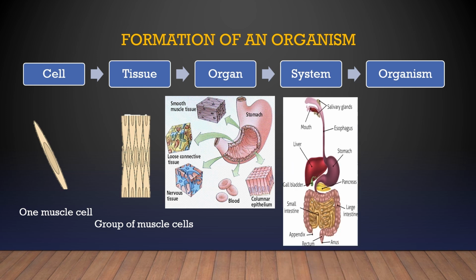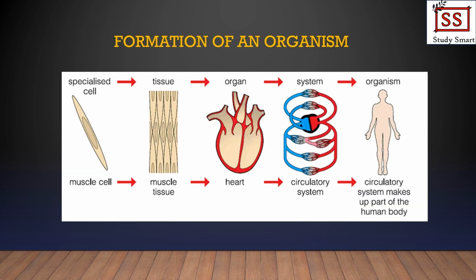So for example, the digestive system is made up of a few organs such as the stomach, liver, pancreas, intestine and others. And finally, when all the systems combine together, we get a living organism. So this is how a living organism is formed from the cells. The same process goes for other systems in our body as well.